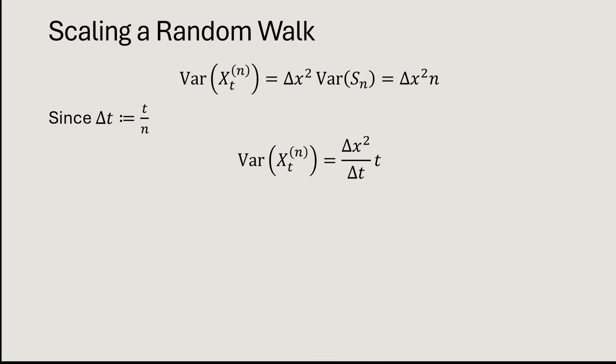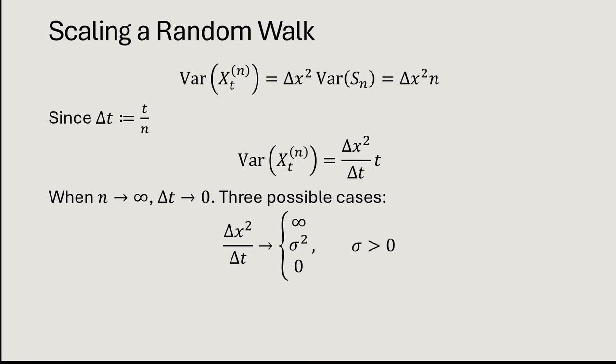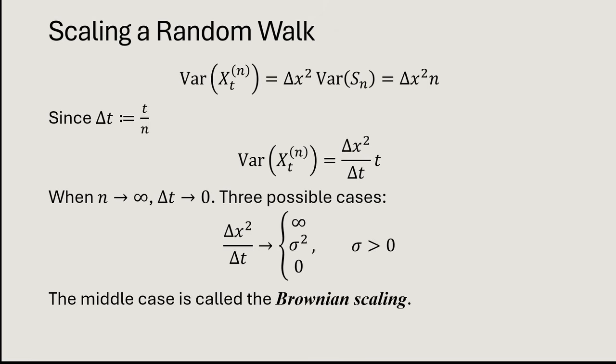Since delta t is t over n, the variance of x_n,t is delta x squared over delta t times t. Here t is a constant, so there are 3 possible cases for delta x squared over delta t. It may blow up, it may converge to a positive constant, sigma squared, for some positive sigma, or converge to 0. Although it is technically speaking possible to also fail to converge and stay bounded, we do not consider this situation. If the ratio blows up, as in the first case, the limiting random variable would not be L2. And in the last case, the limiting random variable is degenerate, making it probabilistically uninteresting. So we're left with the middle case, which is called the Brownian scaling.